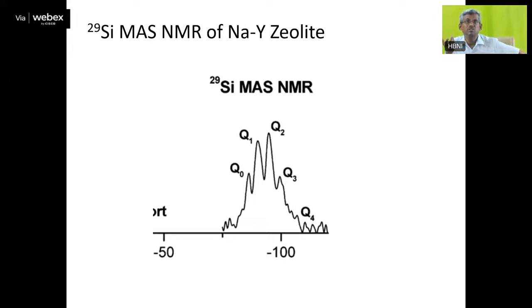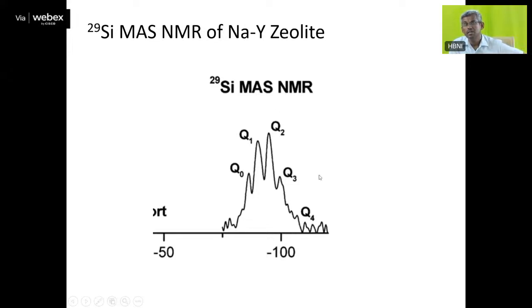In Y-zeolite, we have a higher silicon to aluminum ratio, around 10 or so. So we have different aluminum near neighbors around the silicon. That can also be easily seen with the help of different signals. You see these sharp peaks: 1, 2, 3, 4, 5.